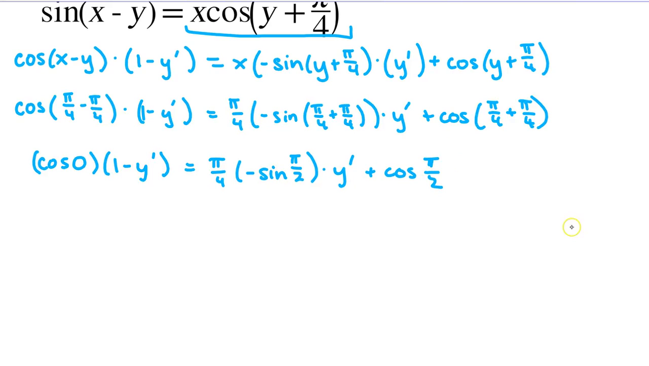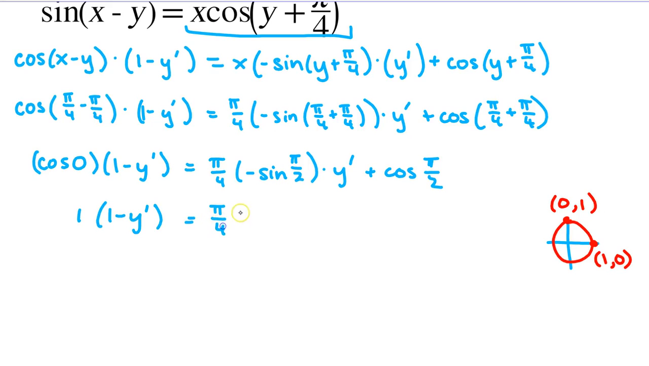Looks like all of these exact values are quadrantal, so you can use your unit circle. This point here, 0, has coordinates 1, 0, so cosine is 1, sine is 0. This point here, pi over 2, has coordinates 0, 1, so cosine is 0, sine is 1. So the cosine of 0 is 1. The sine of pi over 2 is 1, so this is going to be negative 1. And the cosine of pi over 2 is 0. So what we have is 1 minus y prime equals negative pi over 4 y prime.